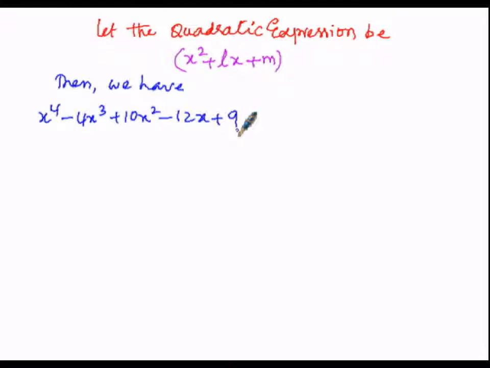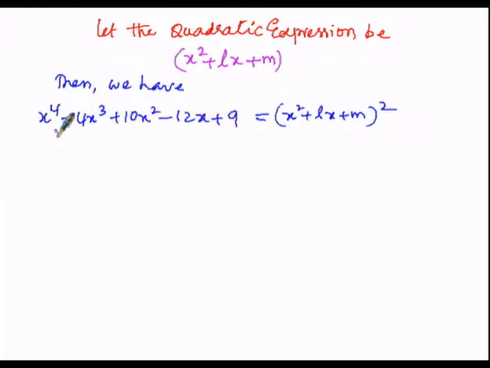Since this is the square root, its square, that is x square plus Lx plus m whole square, is equal to the given expression. So the bracket is the square root of the given x power 4 minus 4x cube plus 10x square minus 12x plus 9. Since it is of 4th degree, the quadratic expression with highest degree 2 will be the square root, and its square will be equal to the given one.